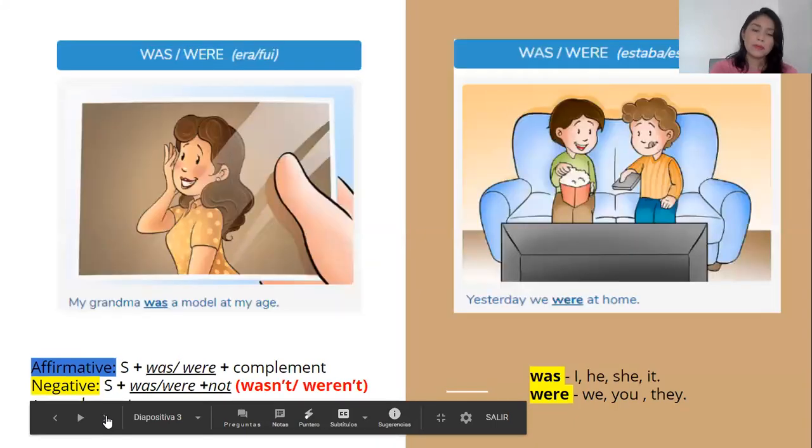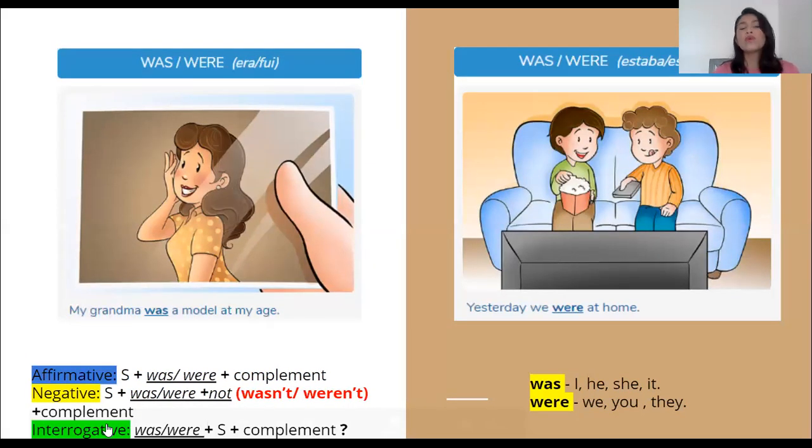Here I have 2 pictures with examples. What does this mean? Remember that was or were is the past tense of the verb to be, which means ser o estar. So obviously, if the verb to be means ser o estar, then the past tense of the verb to be means era, fui, o estaba, o estuve. It depends on the subject, right?